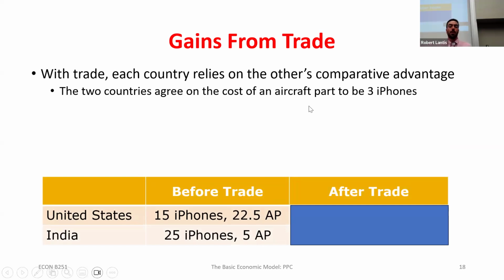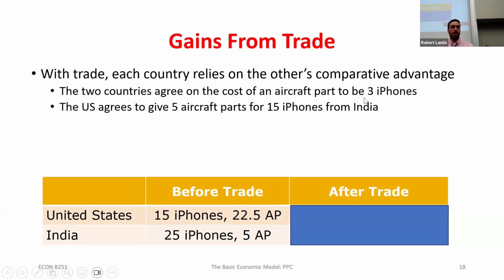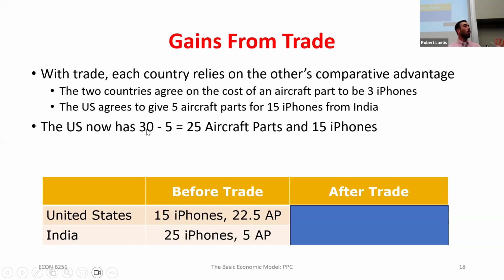So let's say they agree to the cost of an aircraft part being 3 iPhones. The US agrees to give 5 aircraft parts over to India. So at the cost of 3, that means that when they're giving up 5 aircraft parts, for each one, they're getting back 3 iPhones from India. So they're getting a total of 15 iPhones. Now, they were producing only aircraft parts, so they could produce 30. They had to give up 5, like they were trading 5 away. So they end up with 25 aircraft parts.